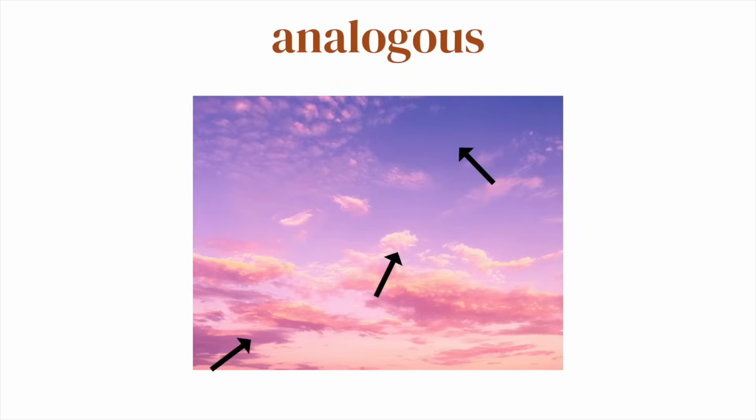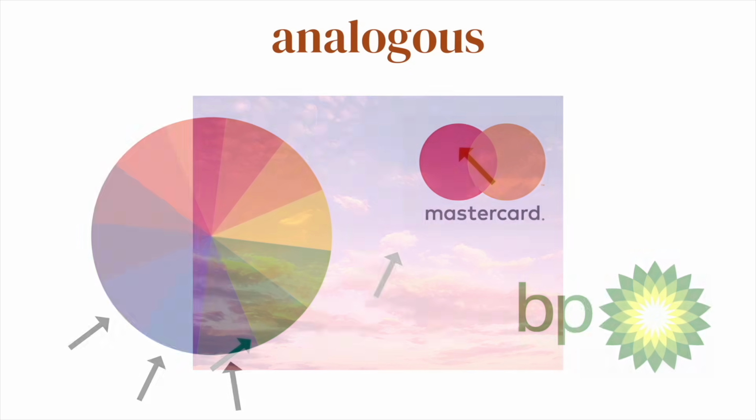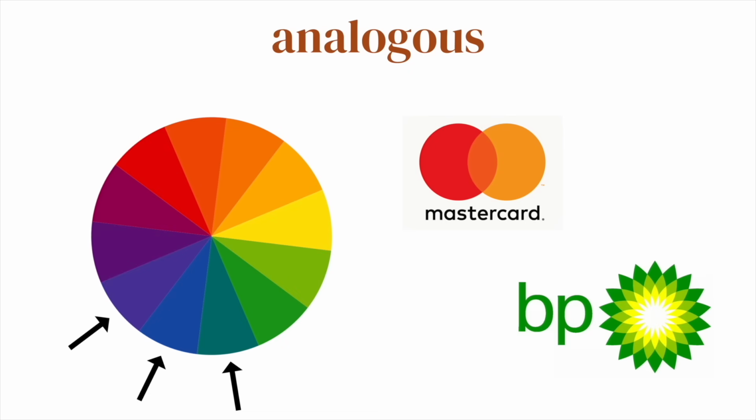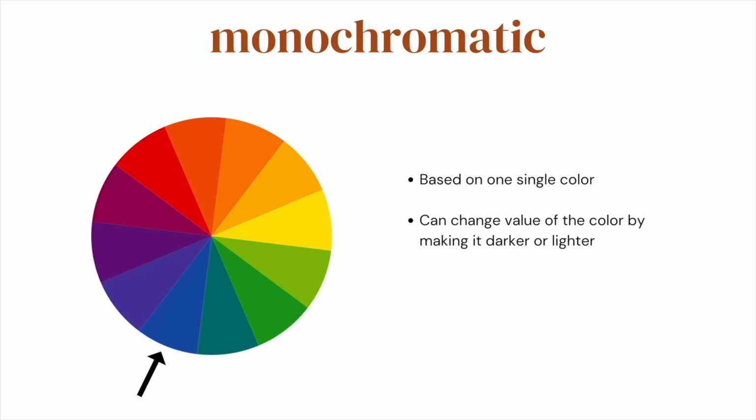So in this photo, we could potentially pick out the dark pink in the bottom left, the lighter pink in the middle, and the lighter purple in the top right. Some examples of brands that use an analogous harmony are MasterCard and BP. You can see, for example, in the MasterCard logo, the 3 colors of red, orange, and dark yellow are used together.